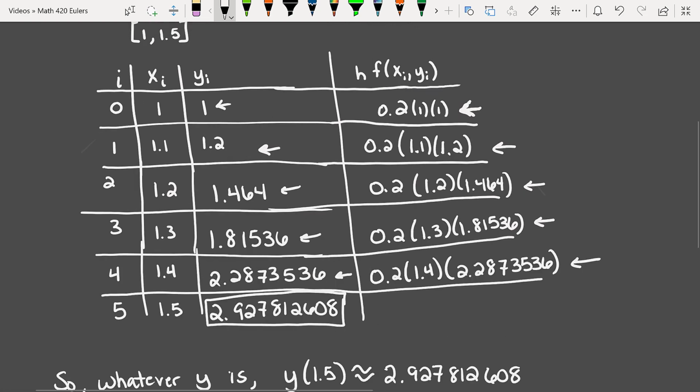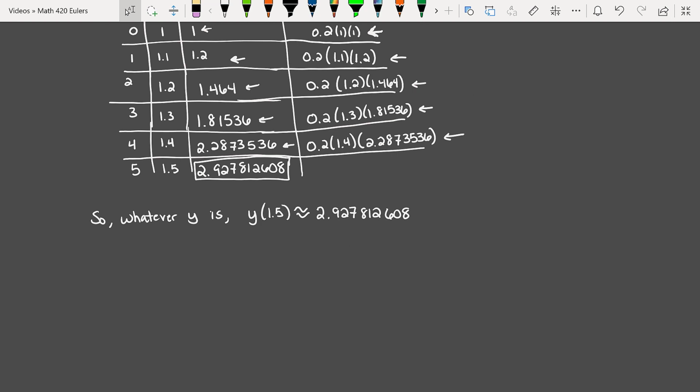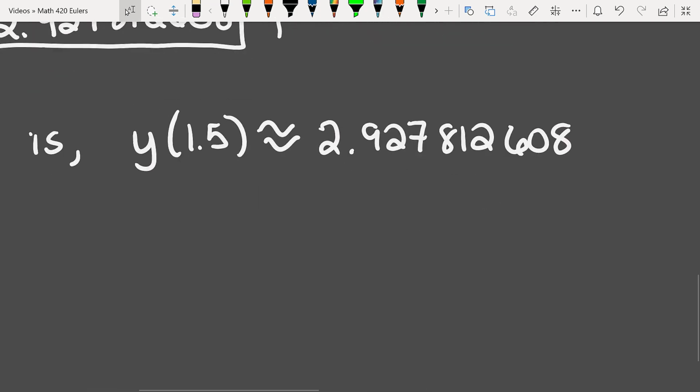Now, note, I tried not to round any of the values that I computed. However, you might be working in an online homework system, and they might say something like, round your answer to the nearest 5 decimal places. If that's the case, you would round like that.